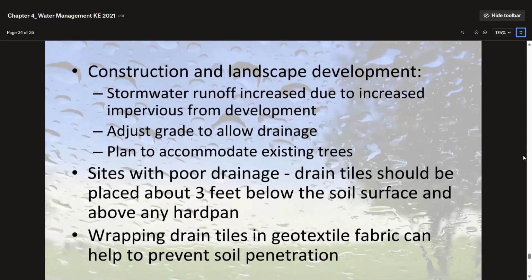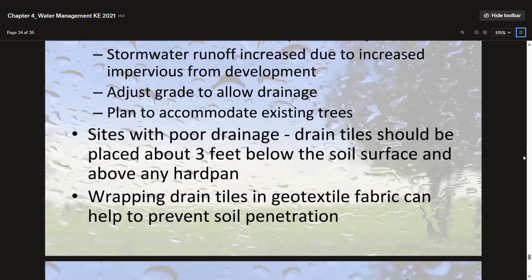Sites with poor drainage, you can use drainage tiles. You can place them about 3 feet below the soil surface and above any hard pan. Wrapping drain tiles in geotextile fabric can help prevent the soil from penetrating those drains and keep them from backing up.